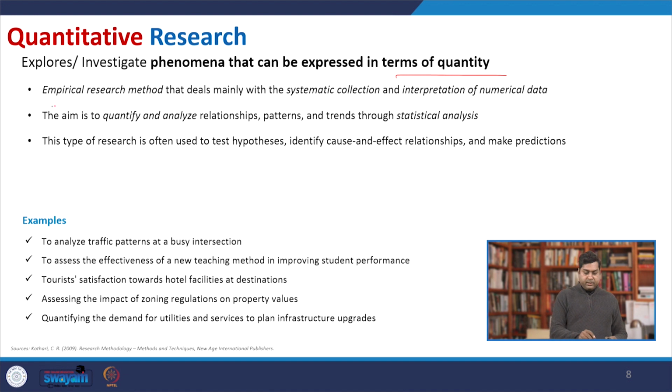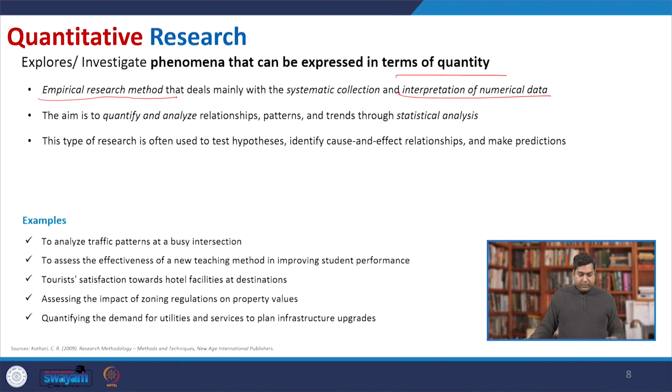Then the characteristics: it is the empirical research method that deals mainly with the systematic collection of data and interpretation of numerical data. For example, I just count something, like the rainfall is 20 mm, or on a particular highway the vehicles' average speed is around 80 kilometers per hour. Through the camera or the radar gun, we take out that data and try to work out what percentage of vehicles are achieving this speed, or which vehicles are below the average, etc.